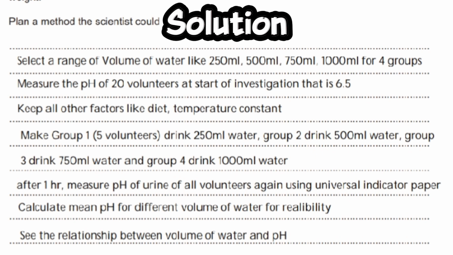Divide the 20 volunteers into 4 groups. First group should drink 250 ml, second group 500 ml, third group 750 ml and fourth group 1000 ml water. After 1 hour, we will measure the pH of urine of all volunteers again by using universal indicator paper. And then we will find the mean pH for different volume of water for reliable results and ultimately see the relationship between volume of water and the pH.